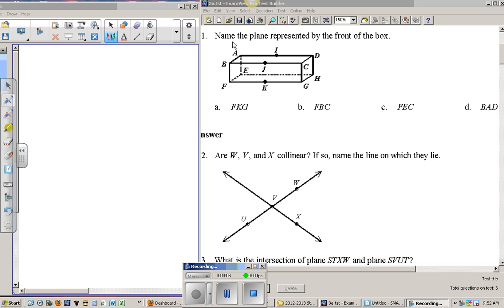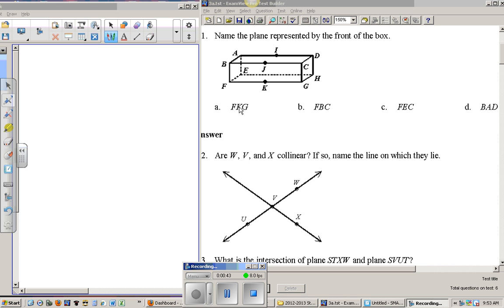Number 1 says name the plane represented by the front of the box. This one is multiple choice, but if we're looking at the front of the box, we have B, J, C, G, K, F. Those letters all represent the front of the box. So we must look at the combinations down here to see which one would coincide with the front of the box. Notice that BJC and FKG would not work because they are collinear.